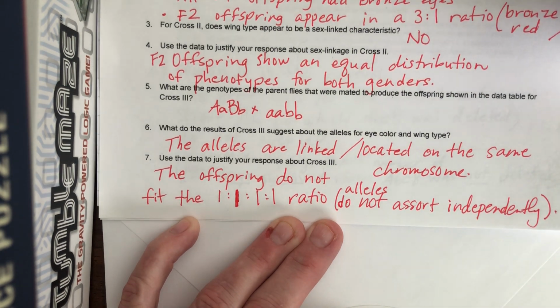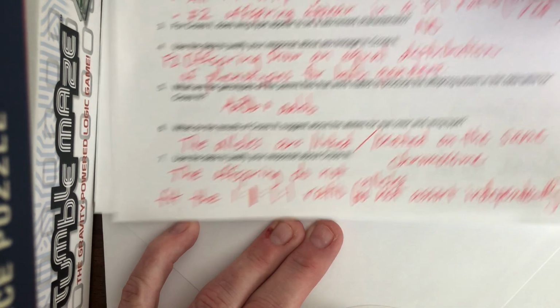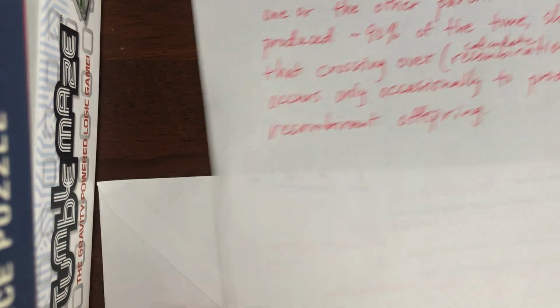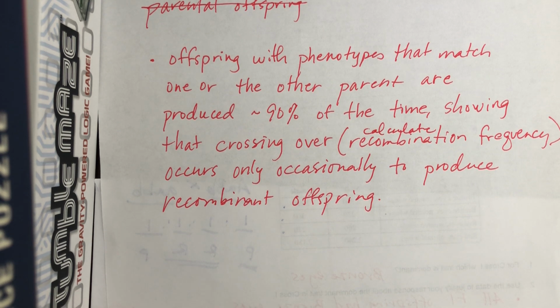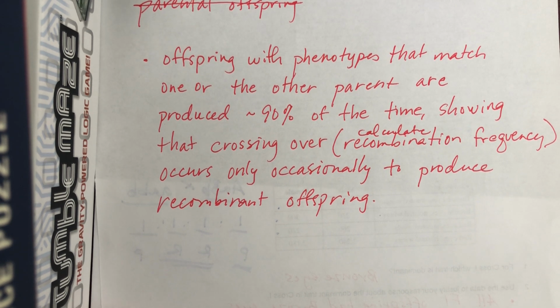And so another way of writing that, I don't want to overwhelm you, but I did on the back clarify this a little bit. It says the offspring with phenotypes that match one or the other parent are produced 90% of the time, showing that crossing over occurs only occasionally to produce the recombinant offspring.